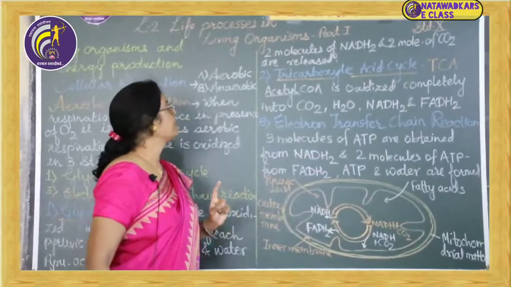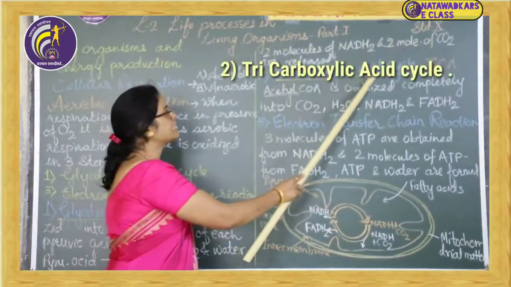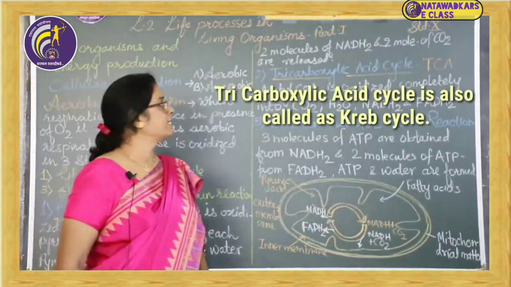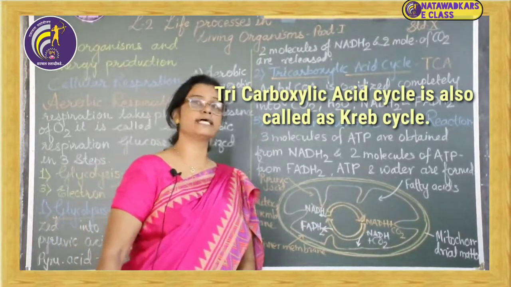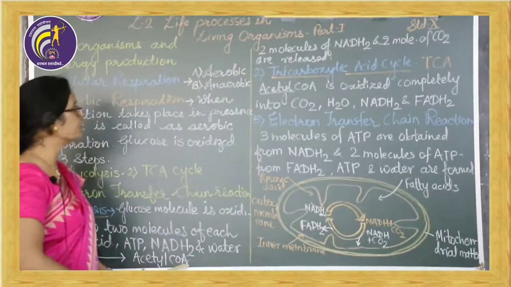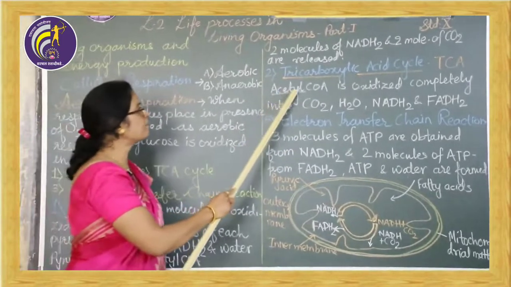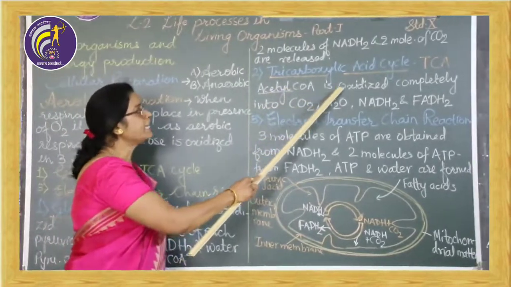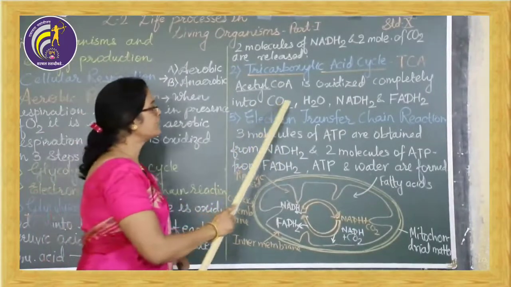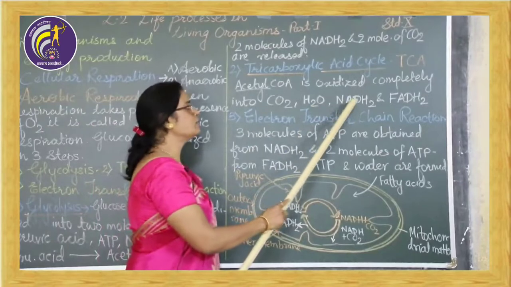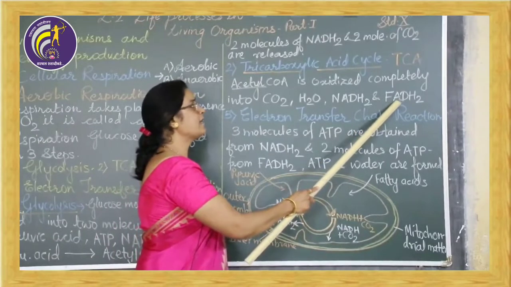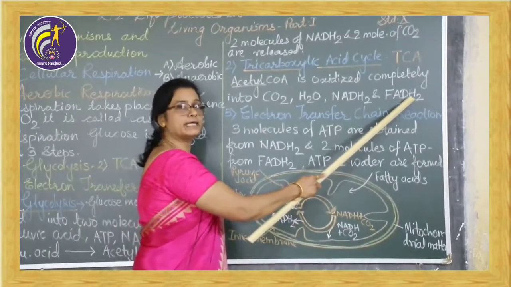The second step is the tricarboxylic acid cycle. The tricarboxylic acid cycle, TCA, is also called the Krebs cycle, and the acetyl coenzyme A that is produced is oxidized completely into carbon dioxide, water, NADH2 and FADH2. So what is FADH2? It is flavin adenine dinucleotide.